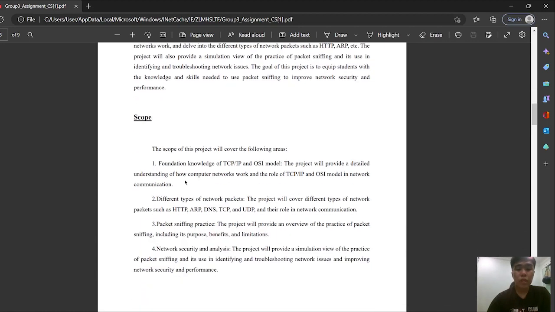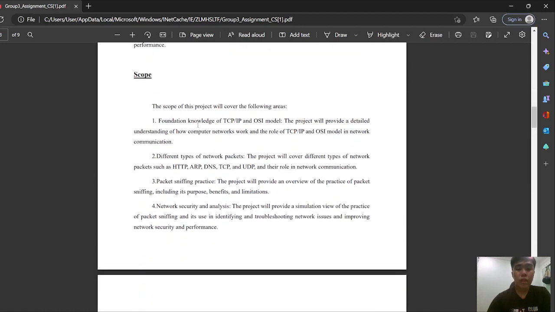So our scope is the foundation knowledge of TCP/IP and the OSI model, and we will cover different types of network protocols such as HTTP, ARP, DNS, TCP, and UDP. After that, we will also do the packet sniffing practice, and then the network security and analysis for our project.